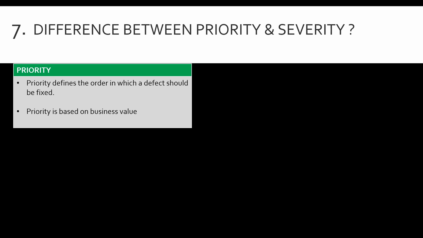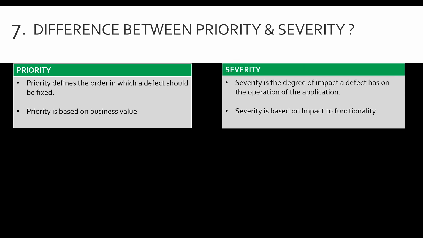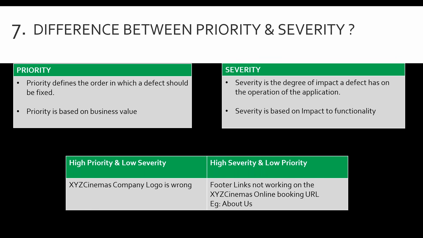Severity. So severity is the degree of impact a defect has on the operation of the application. So this is the functionality's impact. So if a key functionality doesn't work, the severity is very high, and severity is based on the impact to functionality. So priority and severity are two different things, though they may look the same. Let me try to explain this with an example, and this is also again a commonly asked question. Can you tell me an example of high priority and low severity?